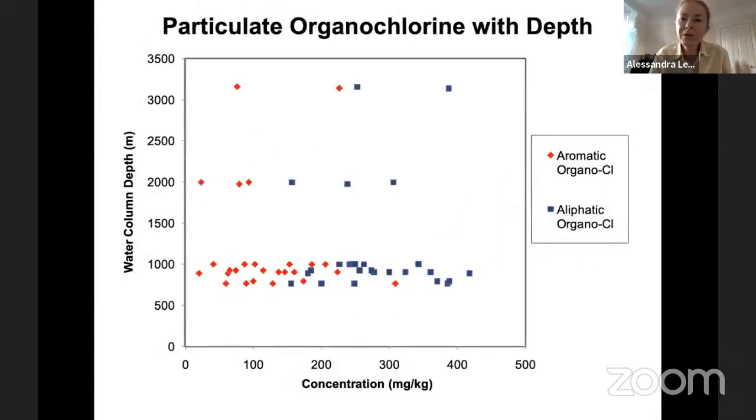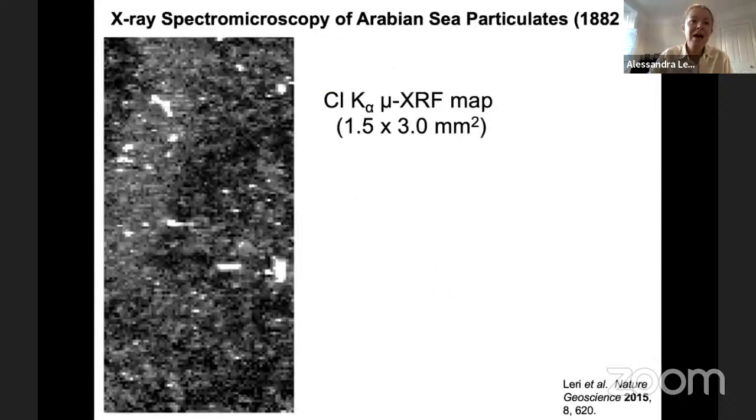So when we look at those sediment trap samples and we break down the speciation, we find that the samples all have a mixture of aromatic organochlorine and aliphatic organochlorine in them. And there doesn't seem to be a trend with depth that we could discern from our analysis. This is looking at all of our samples. So here, another synchrotron-based technique comes in handy to tell what's going on with those aliphatic and aromatic forms of organic chlorine. And that is synchrotron-based X-ray spectral microscopy, which we did of Arabian Sea particulates.